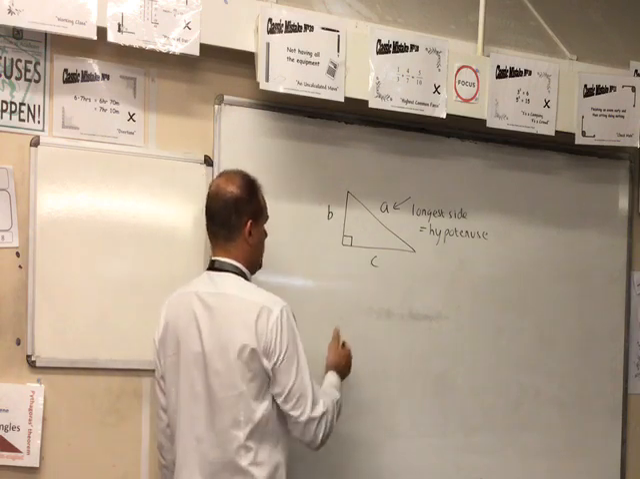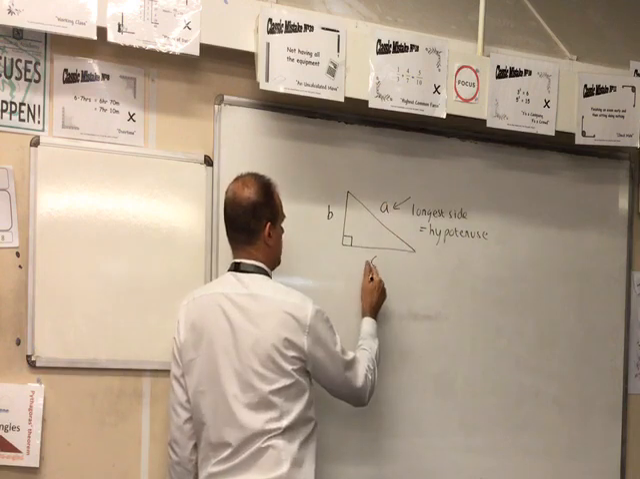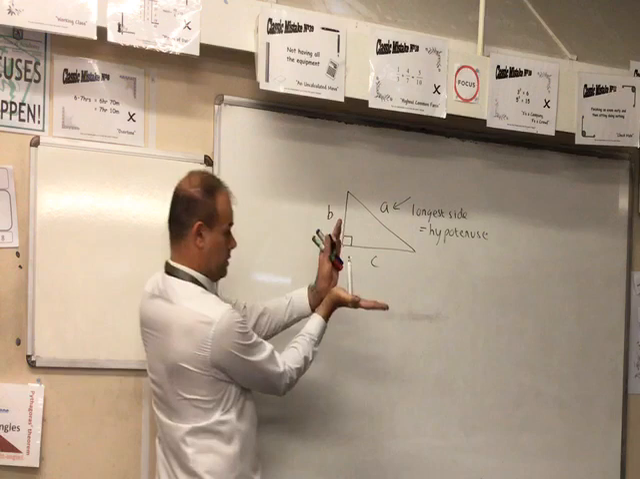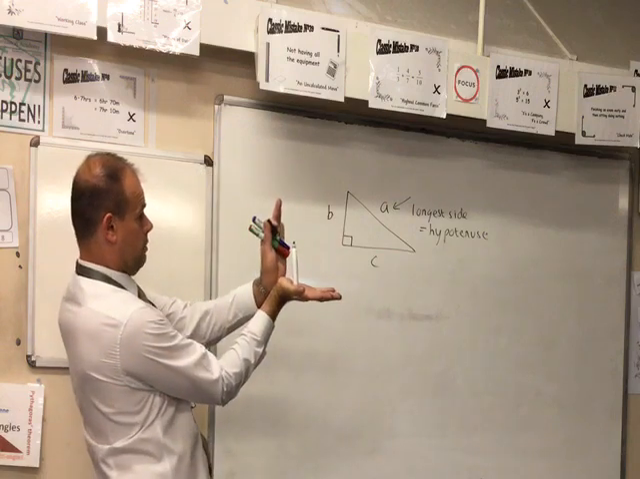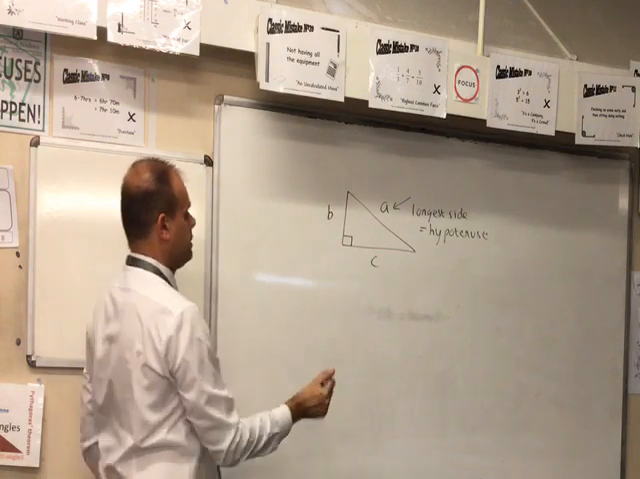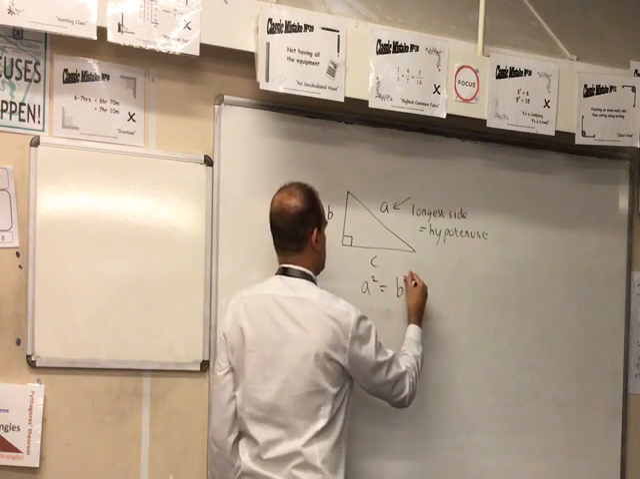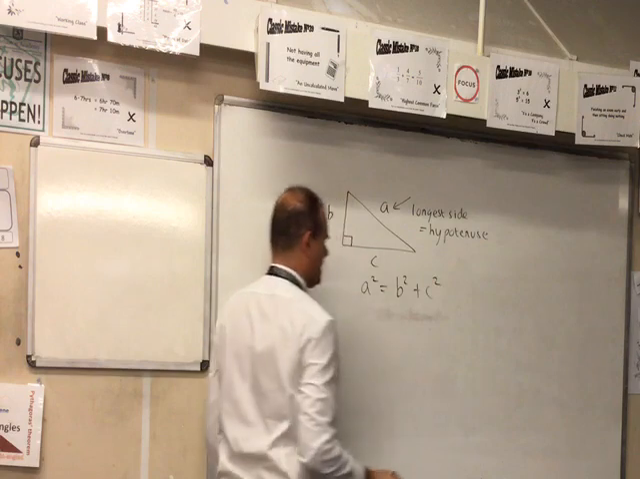And what they found was, if you square the longer side, now the longer side is opposite the right angle, because that's the bigger angle, so therefore the gap's wider or further apart. So they found that the longer side squared equals the other two shorter sides squared and added together.